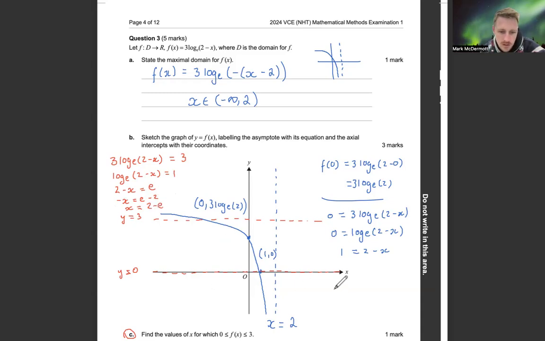Okay, so I reckon the values of x for which that's true, we need to have x between 2 minus e. Remember, that's going to be slightly negative, right? e is approximately 2.7. So I reckon the answer is x greater than or equal to 2 minus e, but less than or equal to 1. And that would give us the function between 0 and 3, because wherever this is, this x value here is 2 minus e, and it gives us a y value of 3.